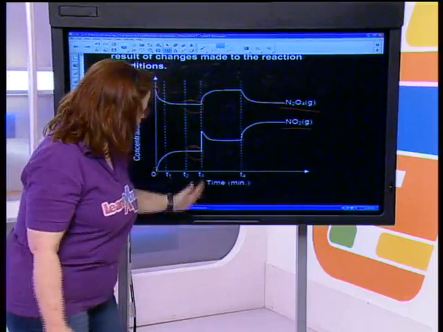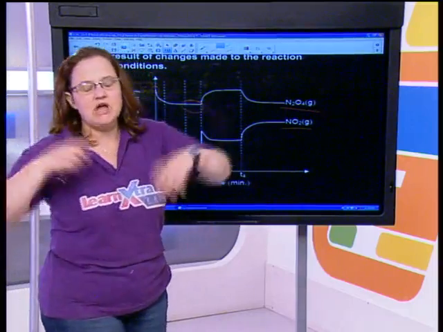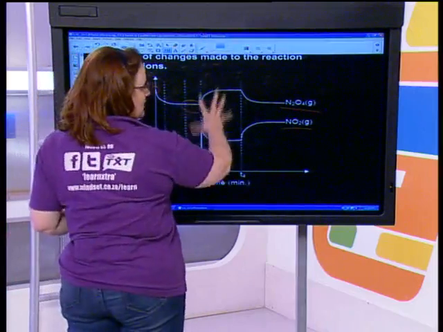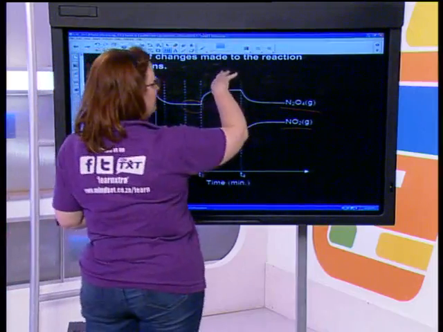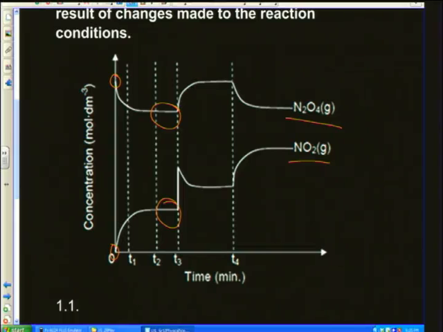Then at T3, something happens, okay? We change a condition, temperature, concentration, pressure, whatever the case may be, and then a new equilibrium has to be established. Then we did that again at T4, and a new equilibrium has to be established. We're not worried about how we change the equilibrium for now. I just want you to see how the graph works.